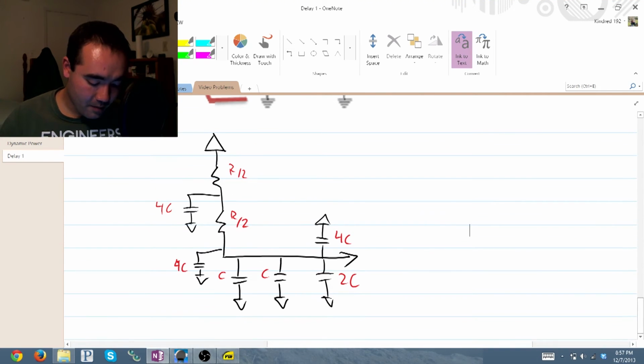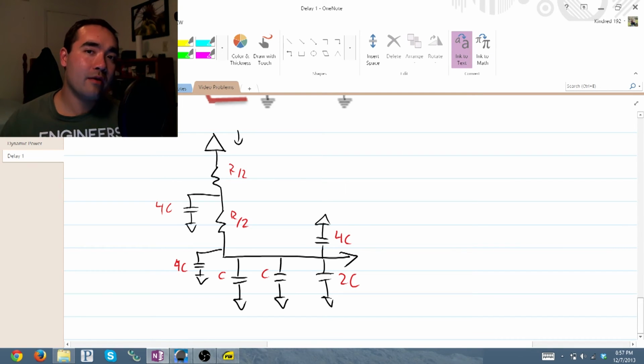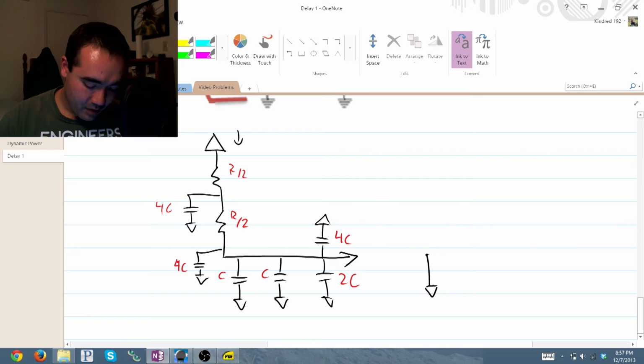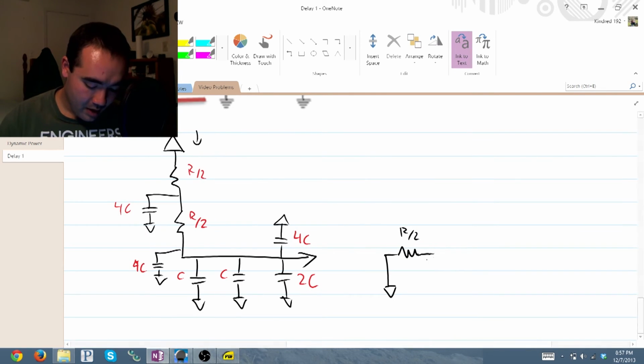Alright, so we're going to start right here at the beginning of our path of propagation. Going to draw the ground. We have a resistance, R over 2. We have a parallel capacitance of 4C. We have another resistance of R over 2. And then we have a parallel capacitance.